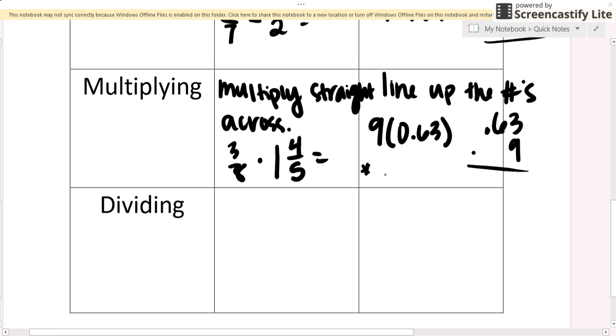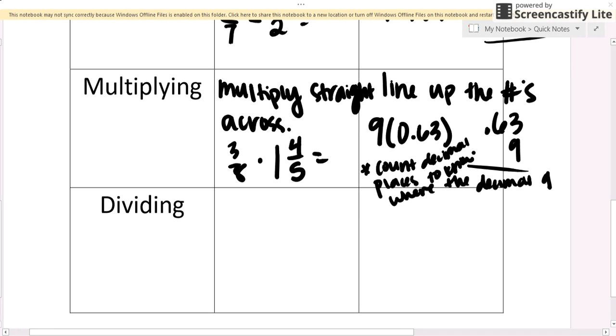And the last thing you have to remember is to count decimal places to know where your decimal goes in your answer. Okay, so go ahead and solve this problem right here. 0.63 times 9. Pause the video so you can solve it, and you may press play when you're ready to move on.